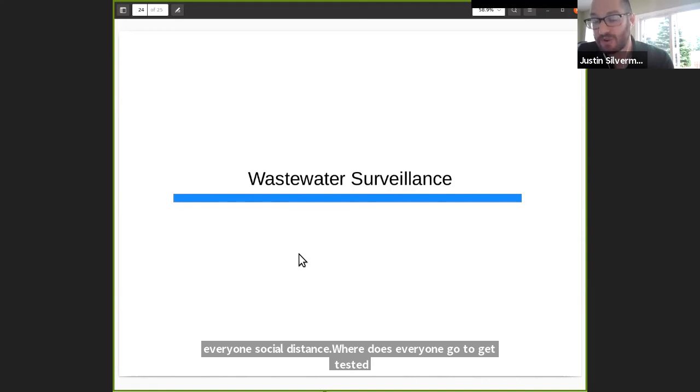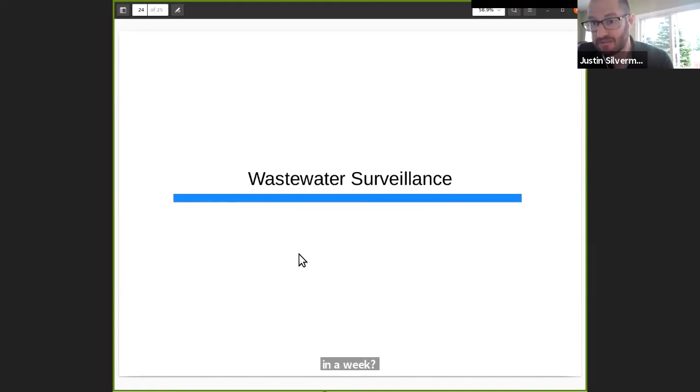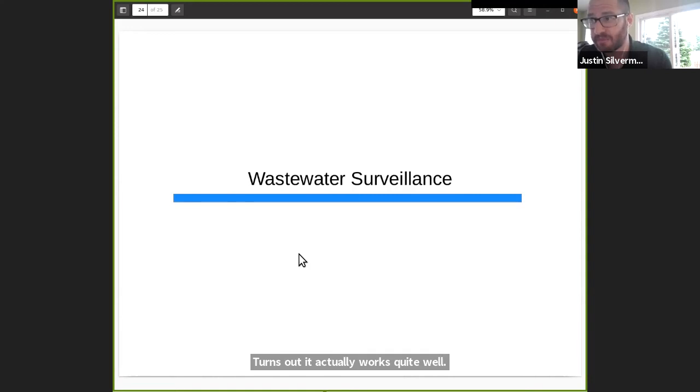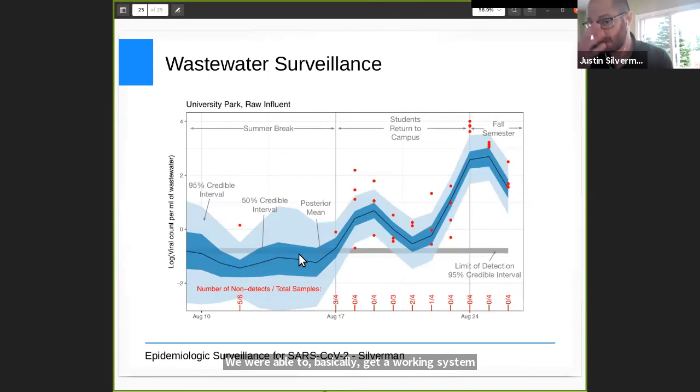So the idea of wastewater surveillance is, rather than testing 10,000 people a week, maybe you can just test one wastewater sample. Everyone has to poop. We know it's shed in the feces. And if you look at the concentration in wastewater, it's a marker for the number of people in the population who are infected. It turns out it actually works quite well. We were able to get a working surveillance system up and running in about a month and a half over the summer of 2020. And I'm just showing you some of the early data out of it.